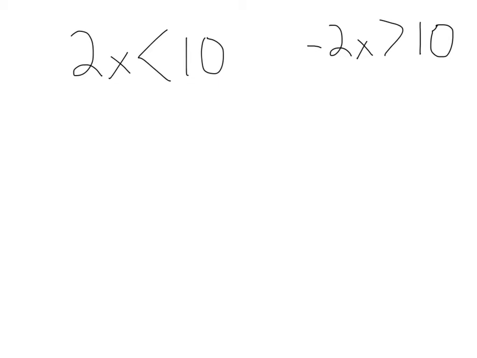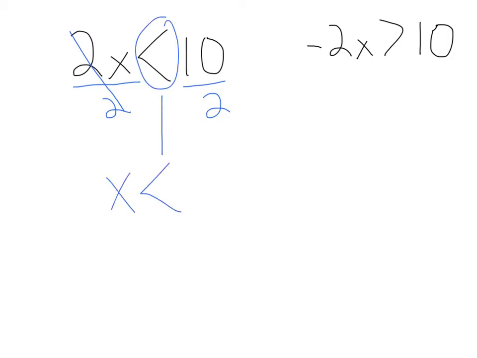If I look here, I have 2x is less than 10. I don't want to know what 2x's are. I want to know just x. So I need to divide by 2 because 2x divided by 2 will get x all by itself. I divide both sides by positive 2, therefore my sign will stay the same direction. I get x is less than 5.